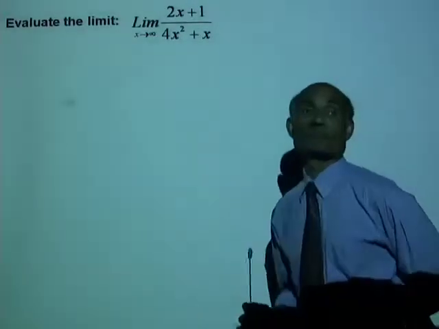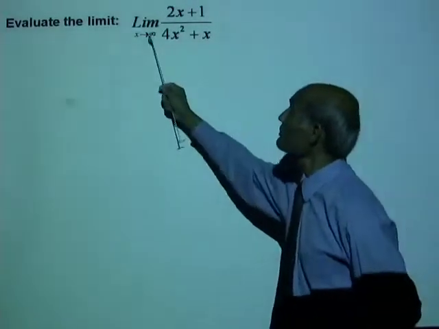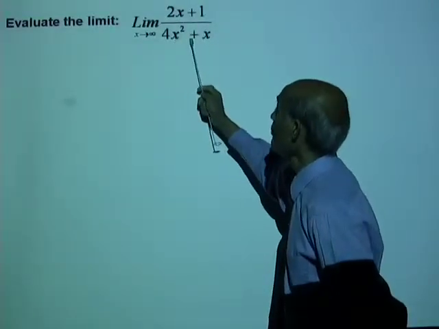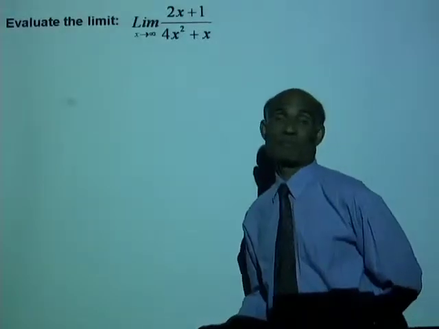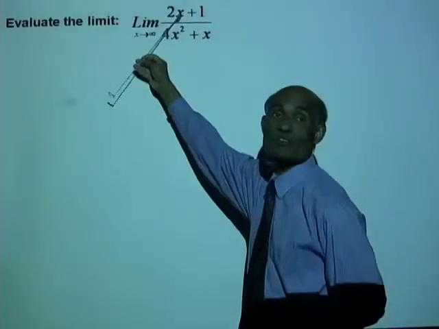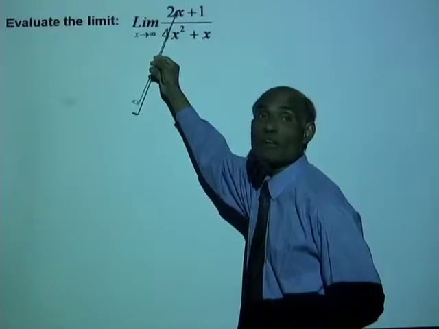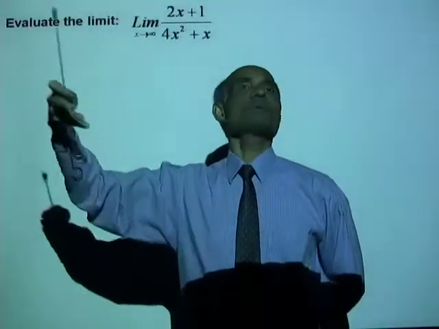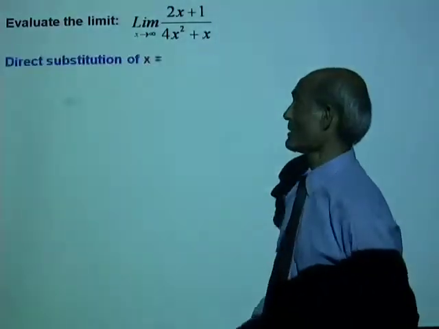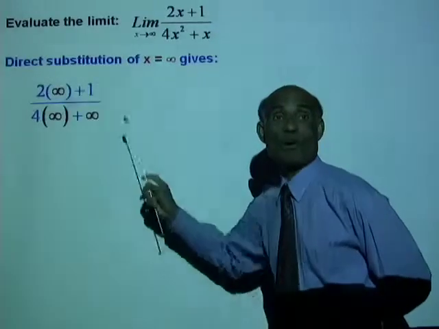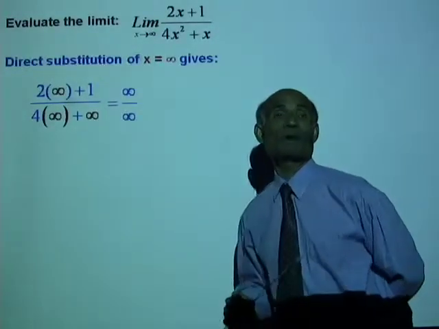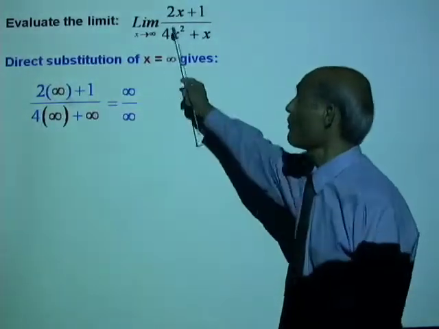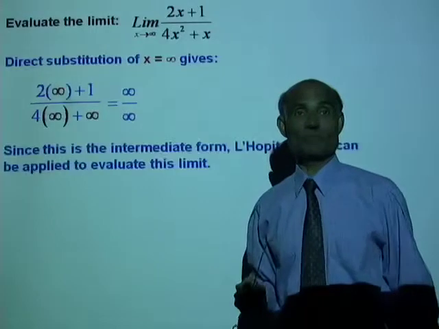Let's try another one. Evaluate the limit as x approaches infinity of 2x plus 1 over 4x squared plus x. Well, it's very clear that when you replace x by infinity, this will be of the form infinity over infinity, because when x equals infinity, 2x plus 1 is infinity. This is an indeterminate form. Therefore, we can use L'Hopital's rule there.